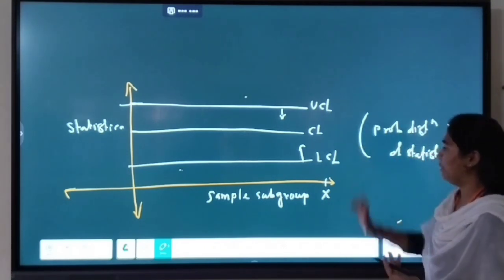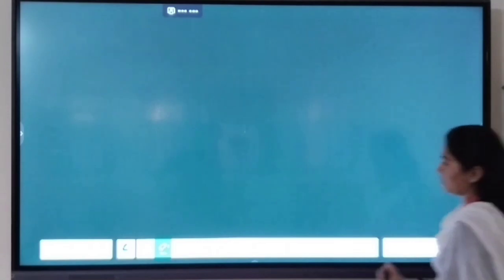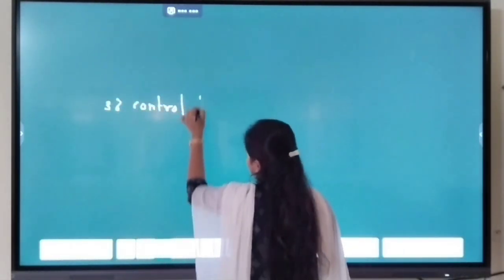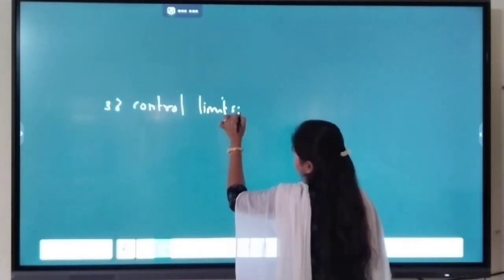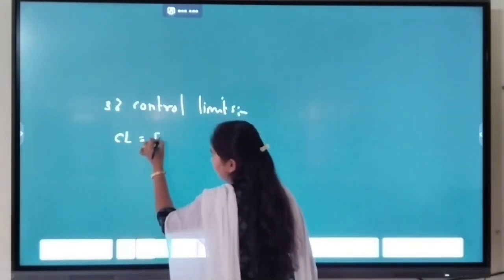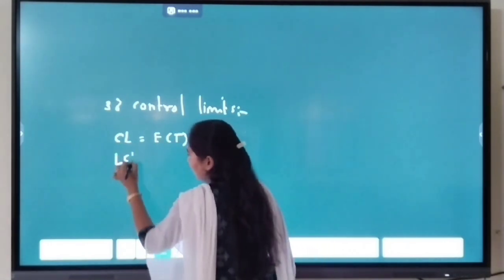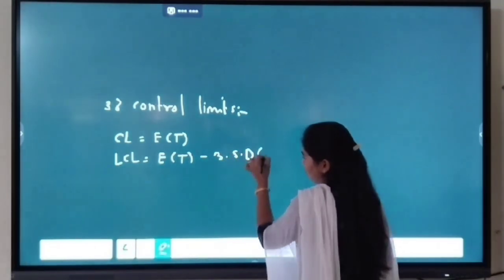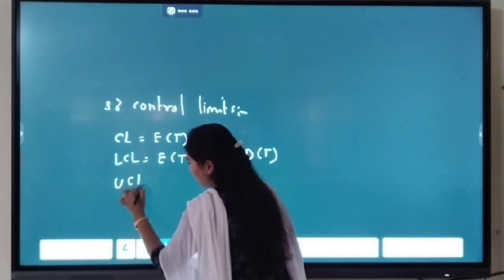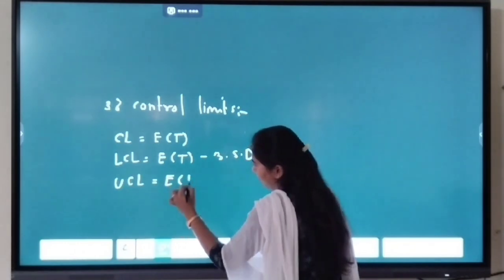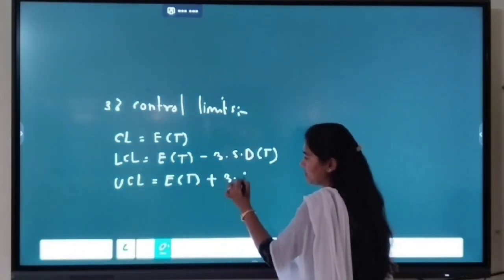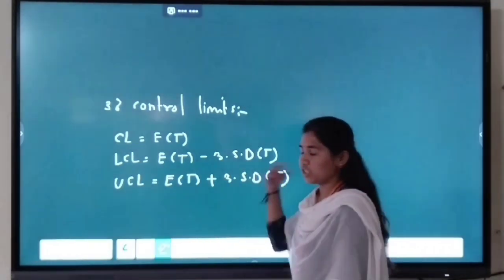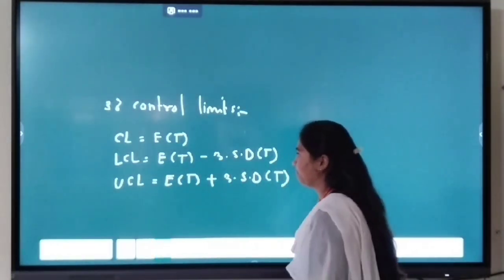So what are the control limits? Then we see 3 sigma control limits. CL is nothing but the expected value of T, LCL is nothing but the expected value of T minus 3 times the standard deviation of T, and the value of UCL, the upper control limit, is nothing but the expected value of T plus 3 times the standard deviation of T. Then what is T? T is the statistic which is based on sample observations.